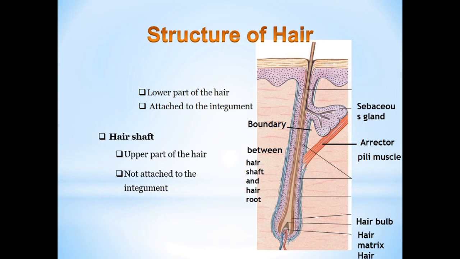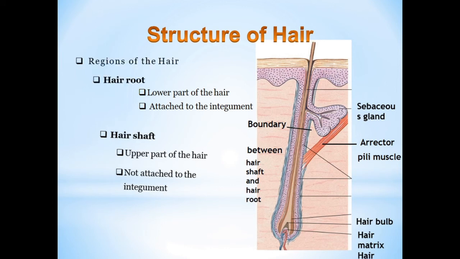The lower part of the hair is the hair root. It is attached to the integument. You can see here, this is the total hair root which is attached to the integument. The hair shaft is the upper part of the hair and it is not attached to the integument. This total is the hair root, and this is the hair shaft which is not attached to the integument.